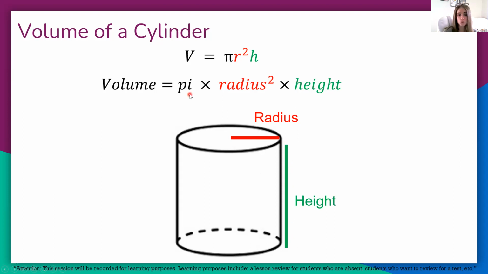And then pi, if you recall from our circles unit, pi is an irrational number. And a lot of times we abbreviate that to represent 3.14.